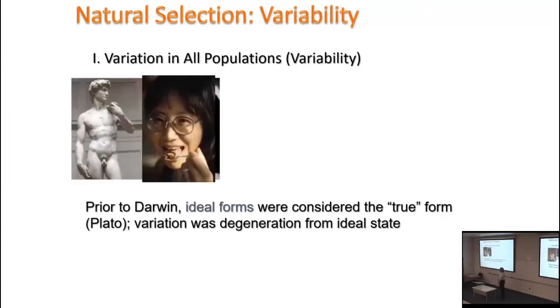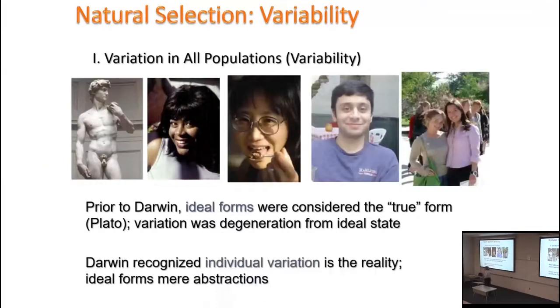But Darwin and Wallace would say, look at human diversity, look at any organism diversity. They're always diverse. That's reality. It's true of people, it's true of pigeons, it's true of bombardier beetles, it's true of everything. Variation is reality. Individual variation is reality. Ideal forms are mere abstractions which have no biological meaning. They're metaphysics. We don't need it.